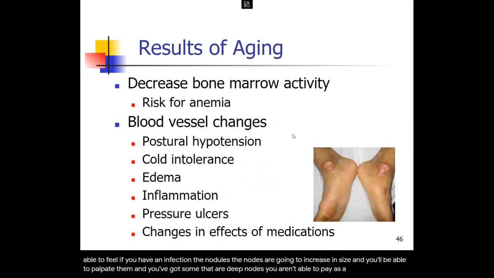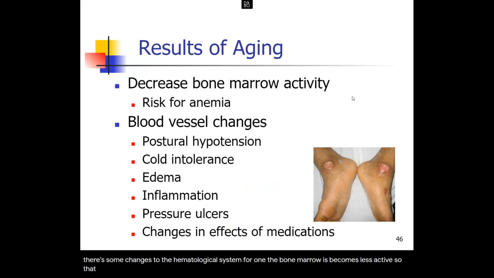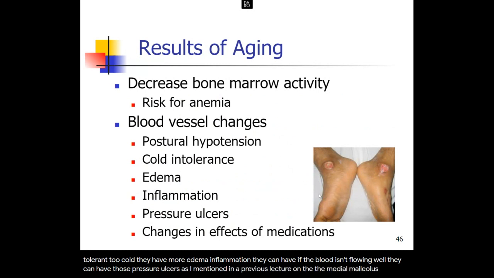So as a person gets older, there's some changes to the hematological system. For one, the bone marrow becomes less active, so that puts the patient at greater risk for anemia because of decreased red blood cell production. Other things happen as you get older. The patient develops postural hypotension. The patient becomes less tolerant to cold. They have more edema, inflammation. If the blood isn't flowing well, they can have pressure ulcers or venous stasis ulcers, as I mentioned in a previous lecture on the medial malleolus.